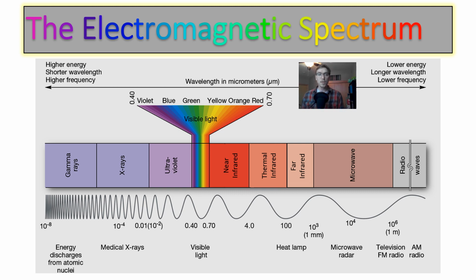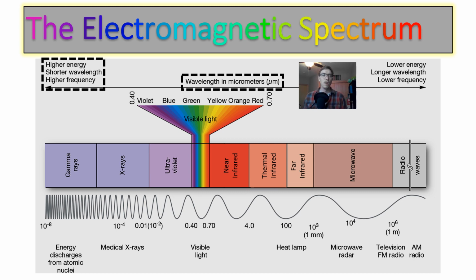We can see a few things just for understanding what we're looking at here. Our wavelength, note, is in micrometers. Higher energy, shorter wavelength, higher frequency waves are on the left-hand side, our gamma rays, our X-rays, our ultraviolet rays. Our lower energy, longer wavelength, lower frequency is on the right-hand side, our radio waves, our microwaves, our infrared waves.